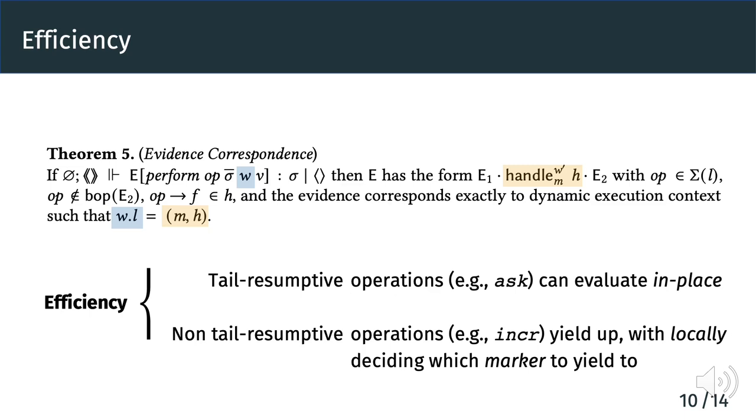Non-tail-receptive operations still need to yield up, but from the evidence vector, we can locally decide which marker to yield to, which is still more efficient than finding the handler dynamically.